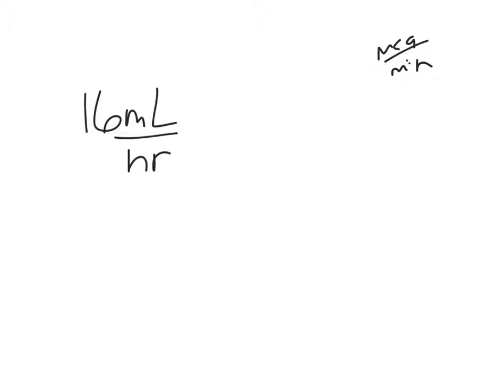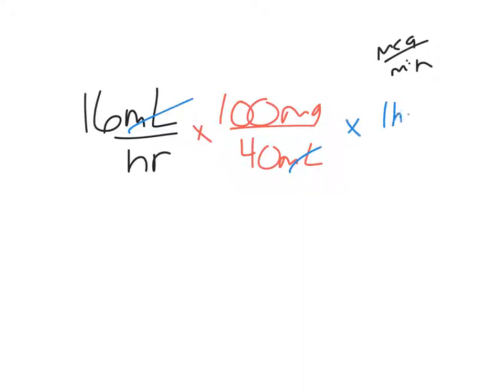So like we've done before, since there are 100 milligrams in 40 milliliters, I'm multiplying by that package so the milliliters cancel out. Then you can multiply by the fact that there's 1 hour and 60 minutes, using dimensional analysis so that hours will cancel out. Now I'm left with milligrams per minute.